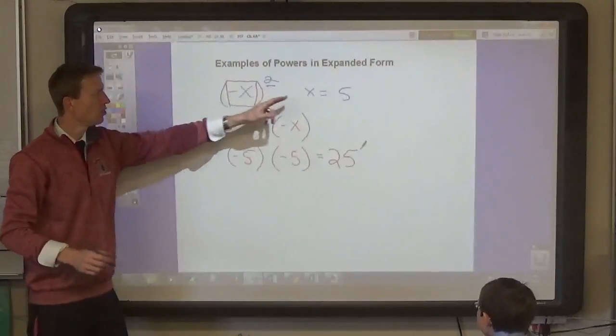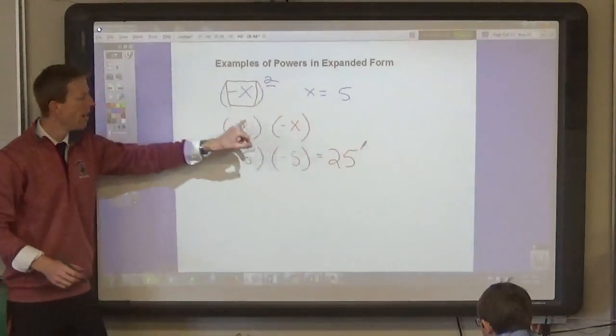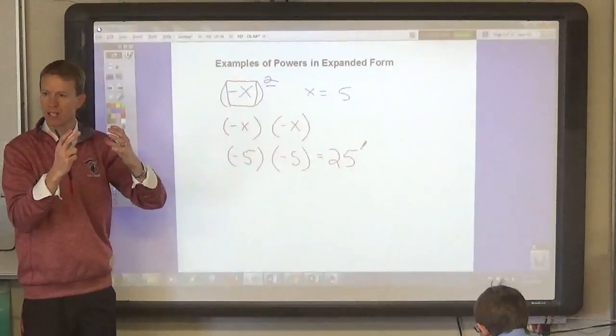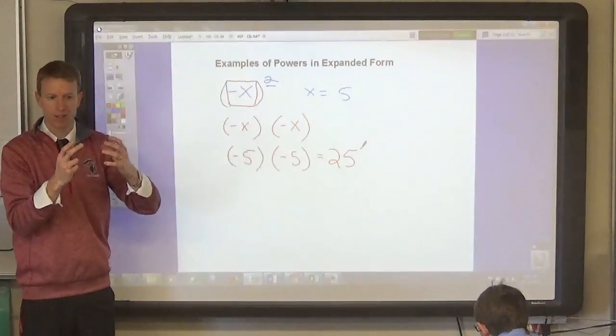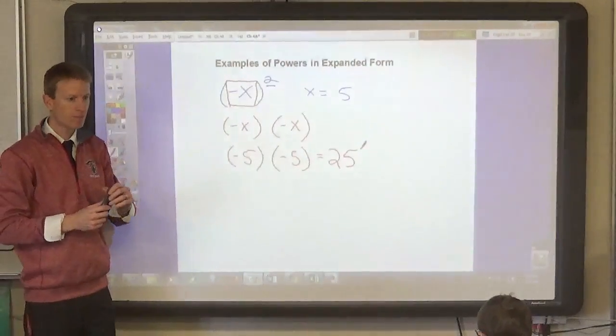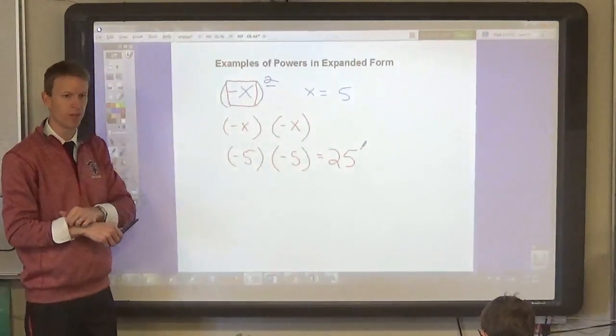Before, the negative sign just went into the answer. Now, the negative sign is also being squared because it's in the parentheses with the number. Okay? So that's something you gotta watch out for when you're doing this.